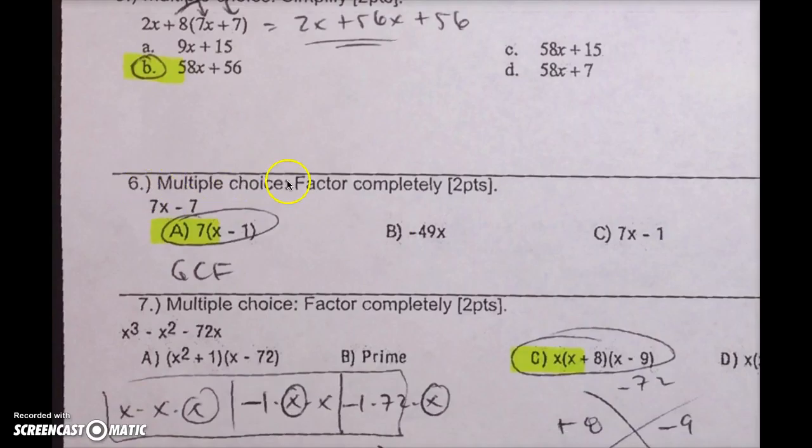Question number 6 tells you to factor completely. So the very first thing you should be looking at when you're factoring is looking for your greatest common factor. In this problem, all you have to do is find your greatest common factor. The factors of 7x is 7 times x. The factors of negative 7 are negative 1 and 7. They both have a 7 in common, so you circle that, and that's what goes on the outside. You can refer back to that flow chart that we created, how to factor completely, either quadratics or cubic functions.